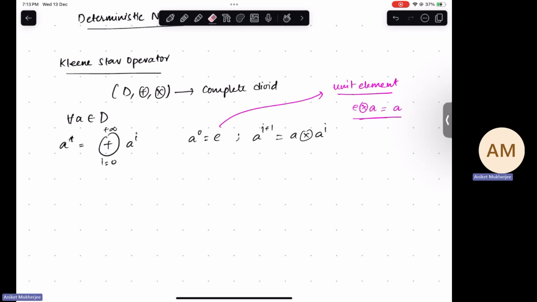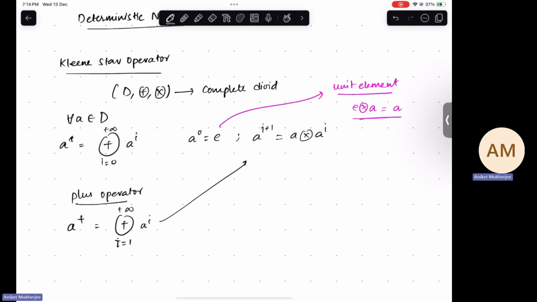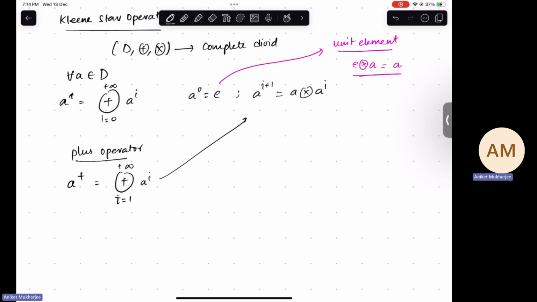Okay, next we also defined the plus operator. The plus operator is similar to the Kleene star operator, where you define it as A plus. It's also an infinite sum, but from i equal to 1 to plus infinity of A^i, and A^i remains the same. There is no A0, it directly starts from A1. A1 is A.